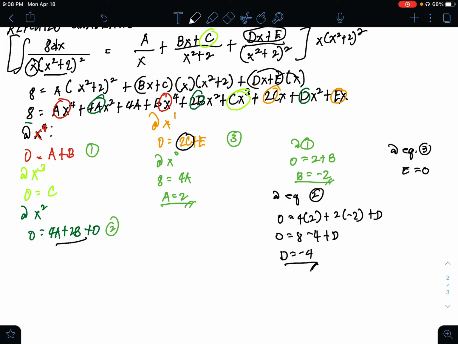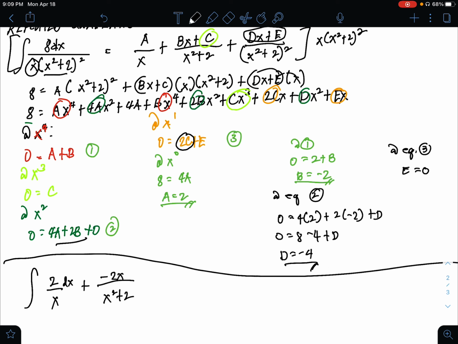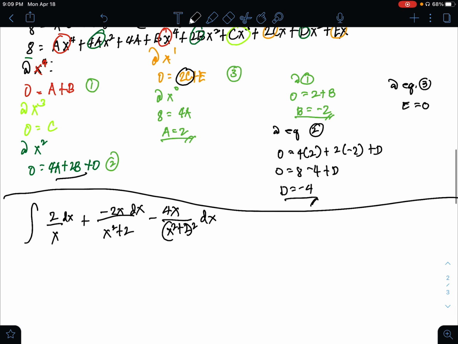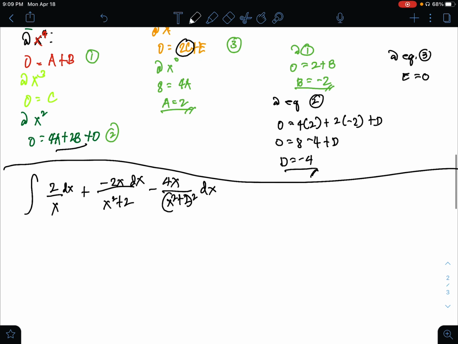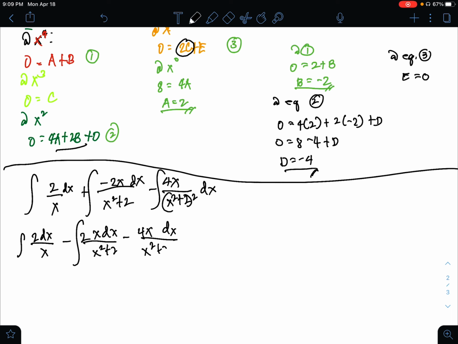So a over x, what is the value of a? 2 over x plus bx, so negative 2x plus 0, over x squared plus 2. Okay? And then, our c is 0 and d is negative 4: minus 4x plus 0 over x squared plus 2 squared dx. Okay? So that's 2 dx over x minus 2x dx over x squared plus 2 minus 4x dx over x squared plus 2 squared.